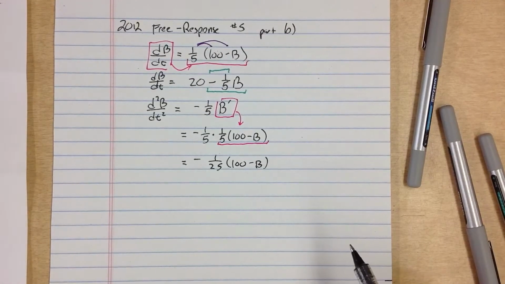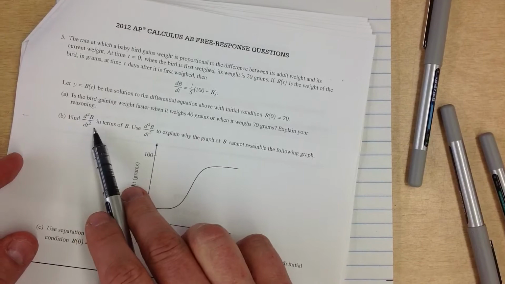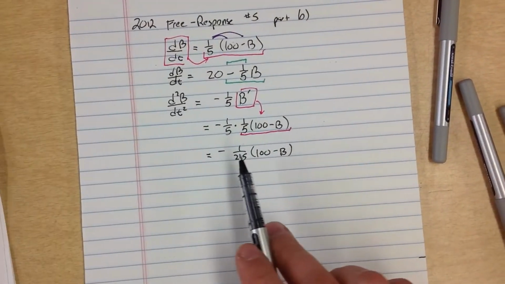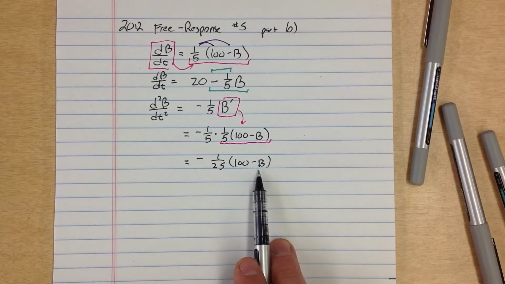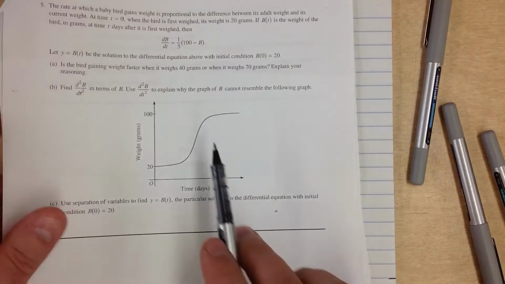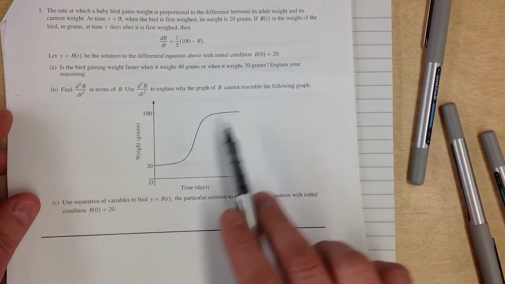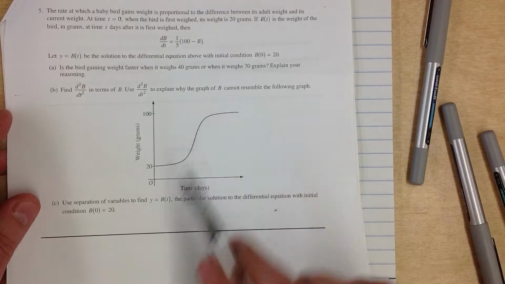Now I've done the first part of this question. I have found d squared b dt squared in terms of b. Here's my d squared b dt squared. It's in terms of b because it's got a b in it. Now my next job is to explain why the graph cannot resemble this graph. So there's something about that second derivative that this graph cannot match.